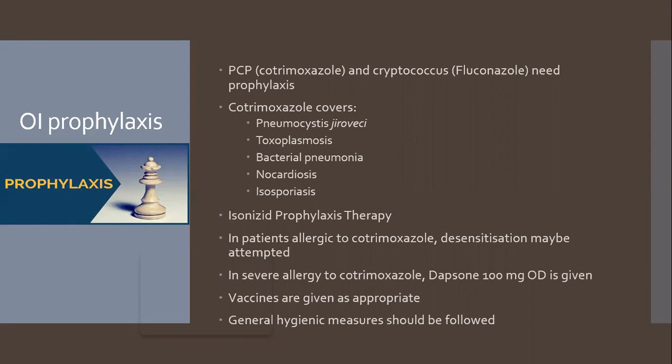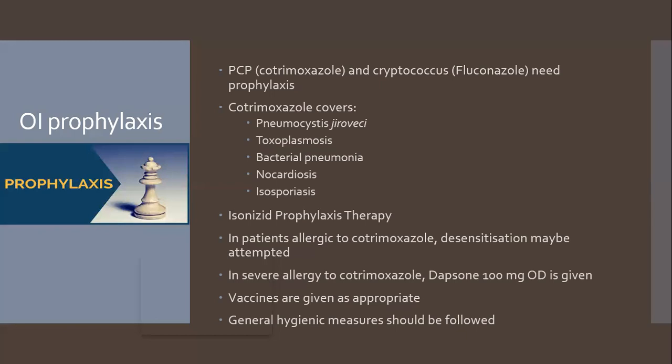Remember, the treatment for cryptococcosis is amphotericin B and fluconazole, but the prophylaxis for cryptococcosis is fluconazole. So 2 drugs, cotrimoxazole and fluconazole, are the only prophylactic therapy, and only for 2 infections, which are PCP and cryptococcosis. Cotrimoxazole, I already told you, covers most of the infections. Rather than Pneumocystis jirovecii, it also covers toxoplasmosis, isosporiasis, bacterial pneumonia, and nocardiosis.